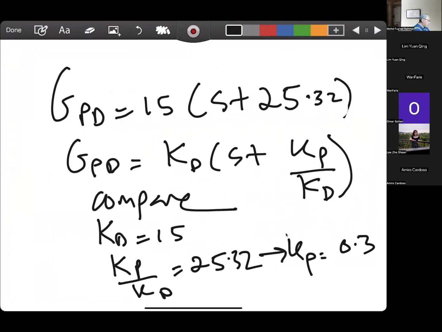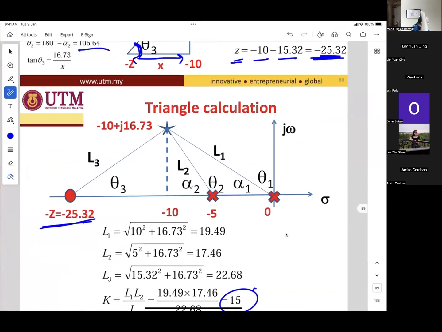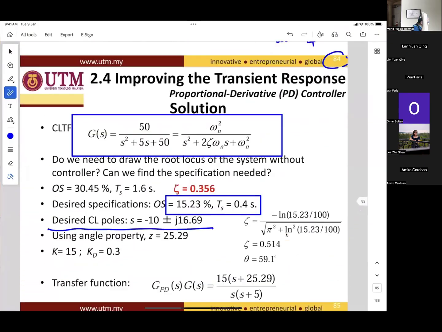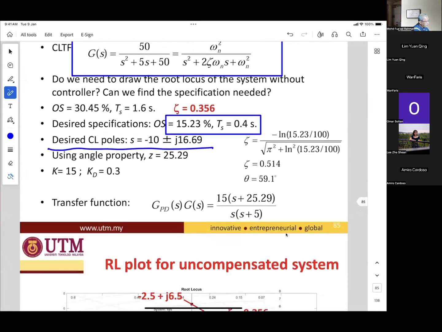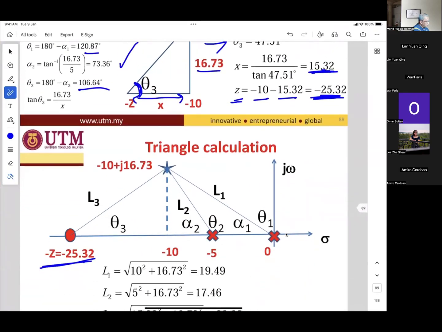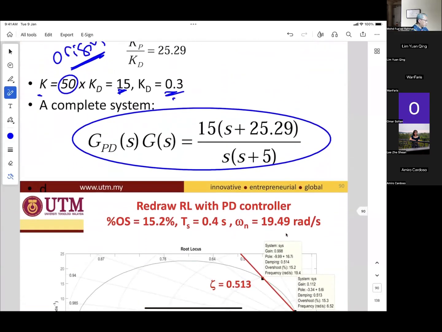But we have to multiply with the original gain from the transfer function, which is given here. This is the original gain. So multiply it with the 0.3, then you will get K equal to 15, then Kd is equal to 0.3. And this is your final overall transfer function.